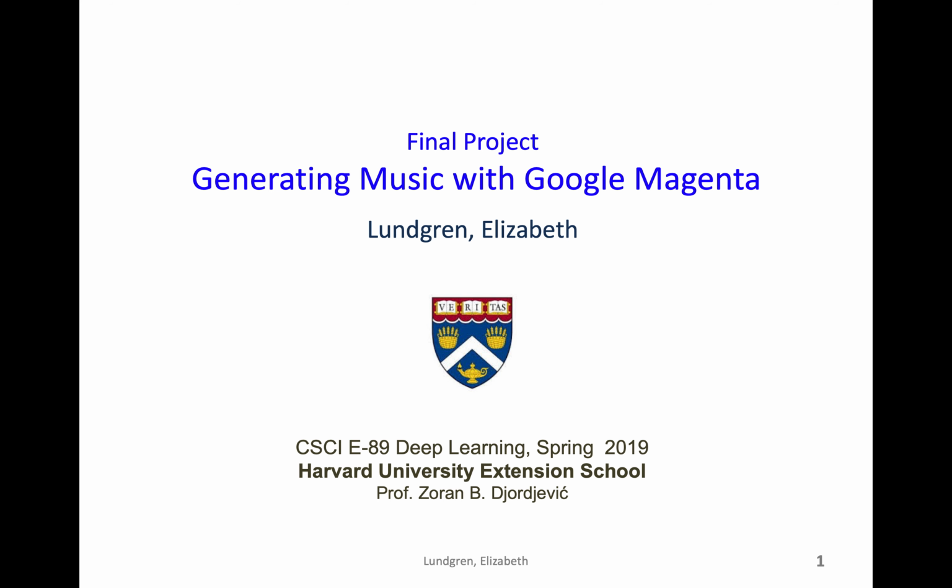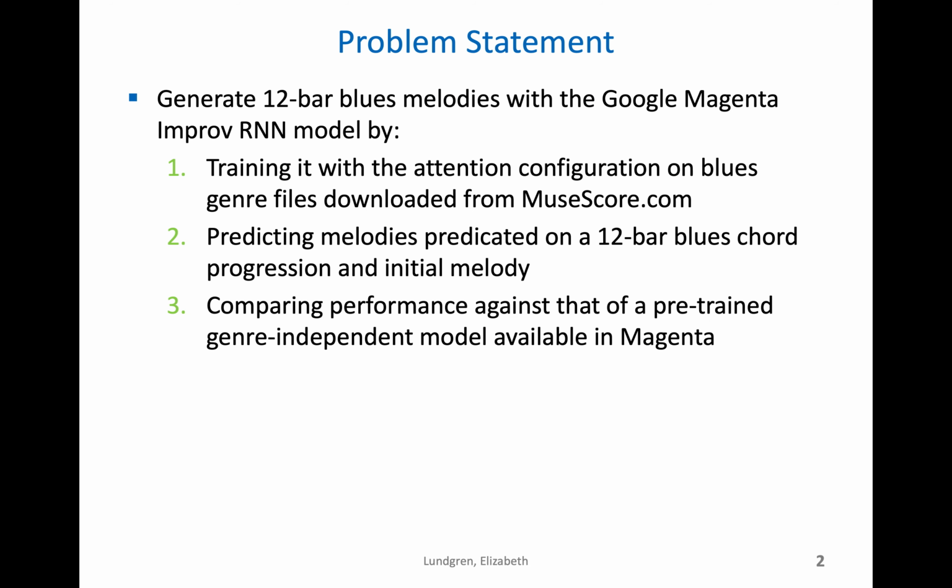I'm going to present my final project, Generating Music with Google Magenta, which is my project for CSCI E89 Deep Learning offered by Harvard University Extension School in spring 2019. What I did for this project was generate 12-bar blues melodies with the Google Magenta Improv RNN model. I wanted to determine if the Improv RNN model in Google Magenta does a good job generating blues melodies given an underlying C 12-bar blues chord progression.